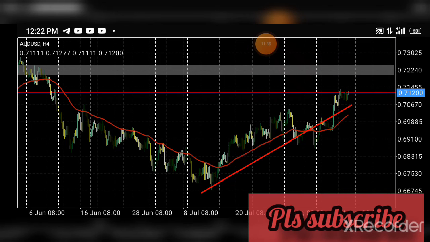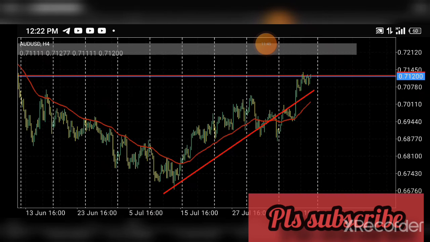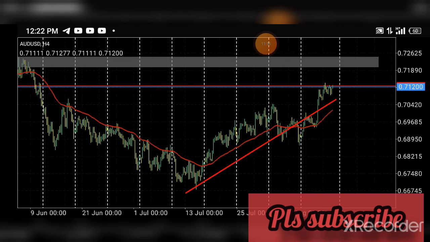And for you to drive out the juice in this market, you are going to be holding this market for a long time, taking partial profit and moving your stop loss to break even. This market is going to be something juicy.